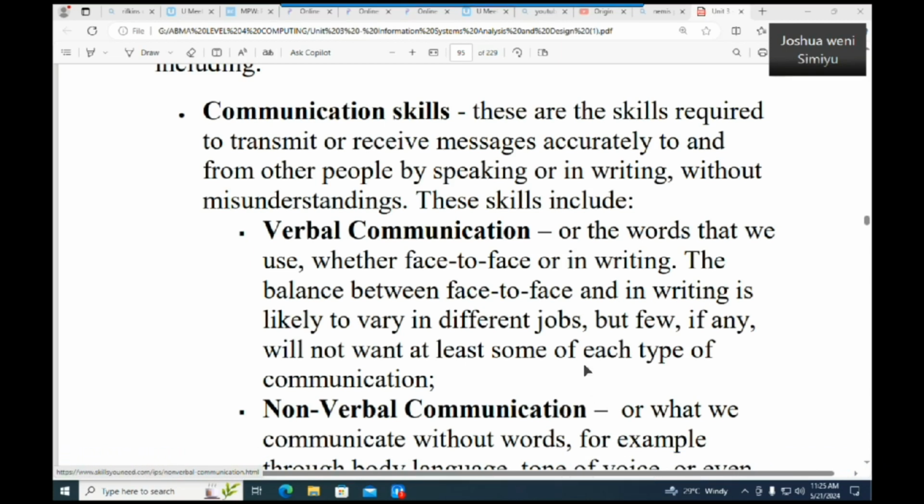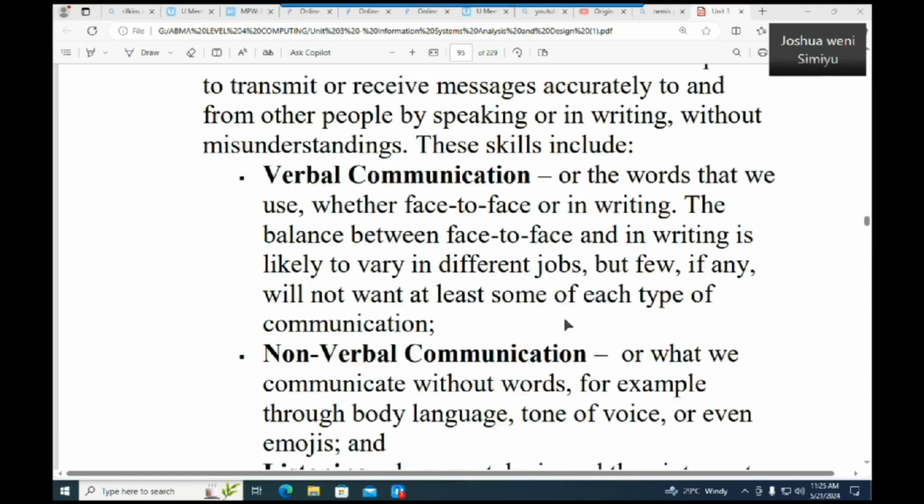Verbal communication needs a balance between face to face and writing. At least you should be good when it comes to talking to people directly face to face. You should also be good when you're talking to people via writing. There are a number of types of communication, and the first one is verbal communication, where you are either talking to somebody face to face or via writing.